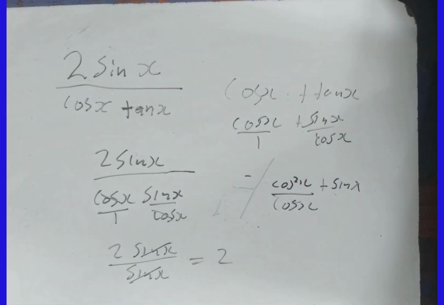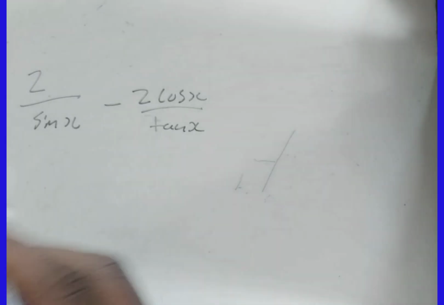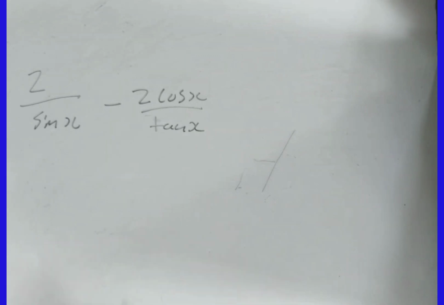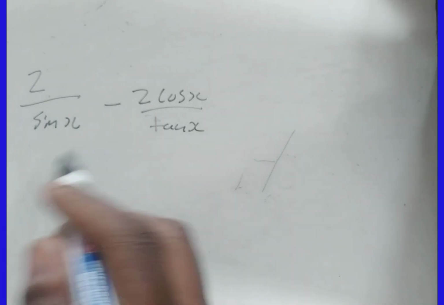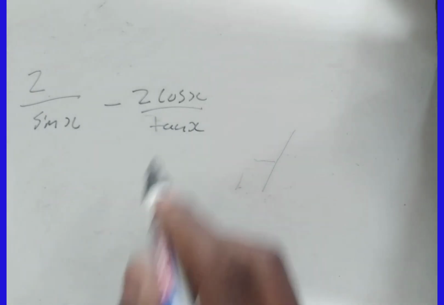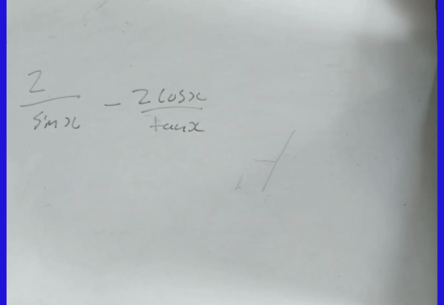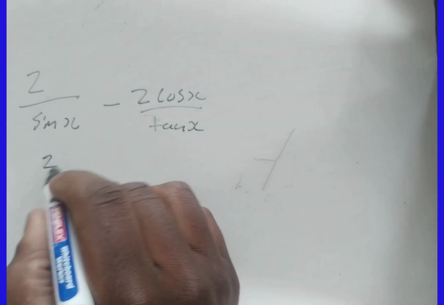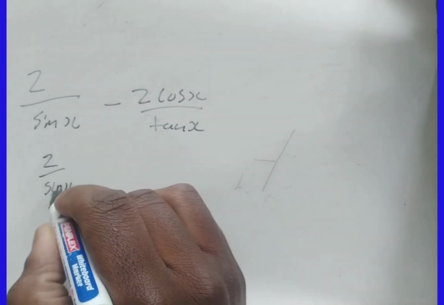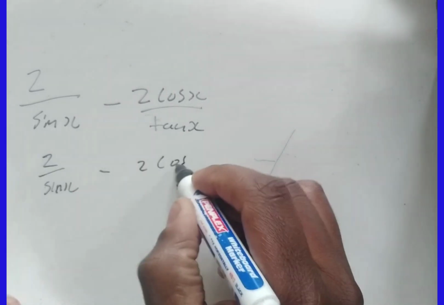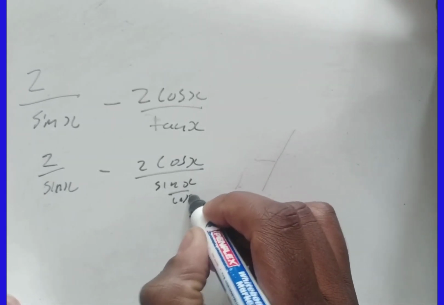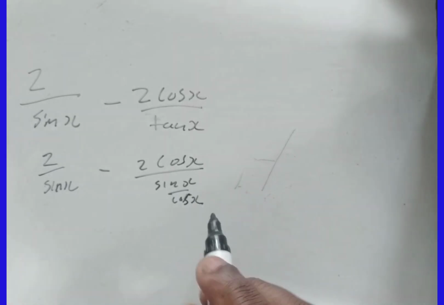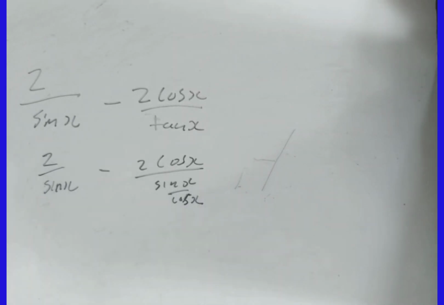So now here is another example. Here's another exercise, right? So what we could do here is that we could add fractions, or we could just change this. Let's change tan. Remember, when you see tan, have the consciousness of turning it into sine over cos. So this is 2 over sine x. This becomes minus 2 cos x all over sine over cos. Now we cannot add fractions like this. Of course we can, but it will be more complicated.